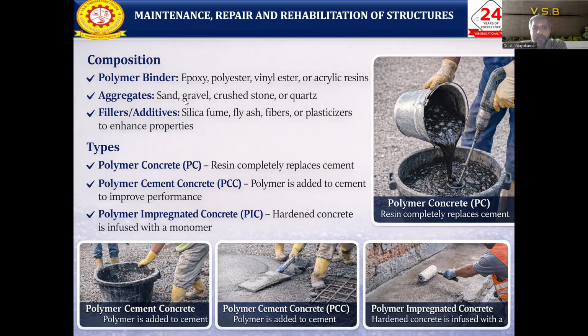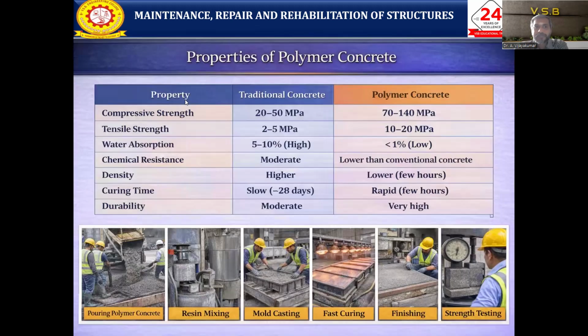The third one is polymer impregnated concrete. The concrete is hardened first, then it is infused with a monomer. We can use different types of monomer. This monomer is applied to hardened concrete, and that is called polymer impregnated concrete.